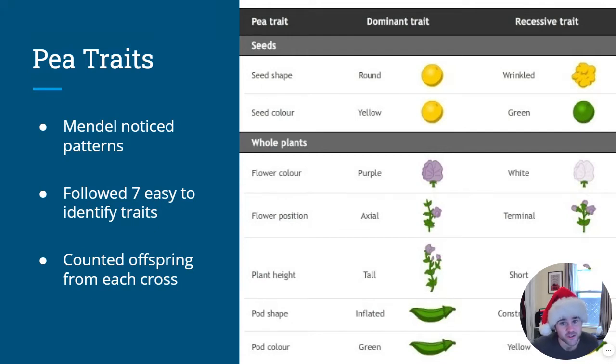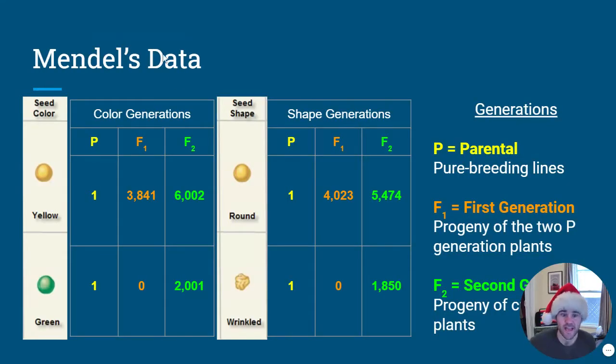So let's take a look at his data for just the seed shape and color. We're going to look at 3 different generations. The P generation is the parental generation. These are our pure breeding lines. The F1 is the first generation from the parents, so that's the progeny or the offspring of the 2 P generation plants. And then the F2 is the second generation, and you can imagine it continues there on F3, F4, F5, the progeny of the previous generation.